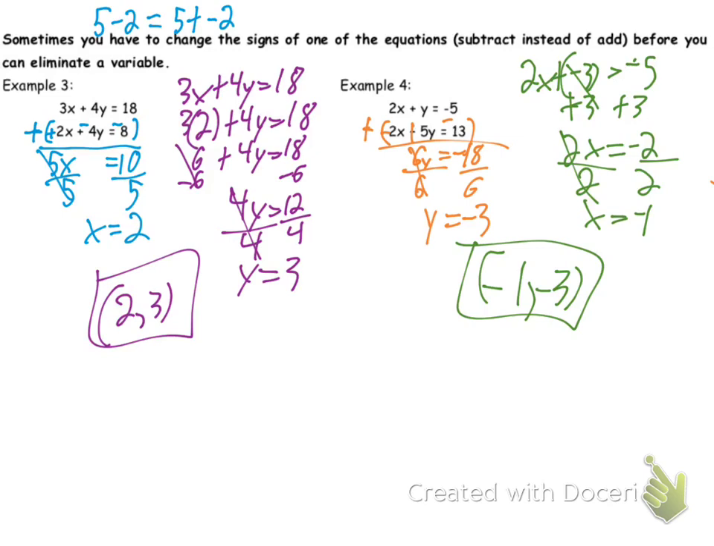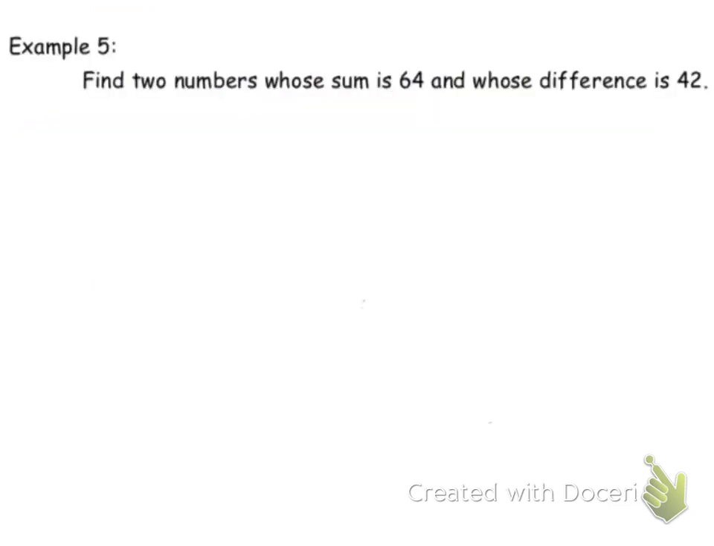Now, sometimes we'll see we have to do a little bit more than just changing the signs. Let's try this one where we're doing a more open-ended one. We're going to actually create our equations here. Find two numbers whose sum is 64 and whose difference is 42. So how many equations do you think we're going to make based upon what we've been doing this chapter? Probably 2 equations, right? That's probably a pretty good guess.